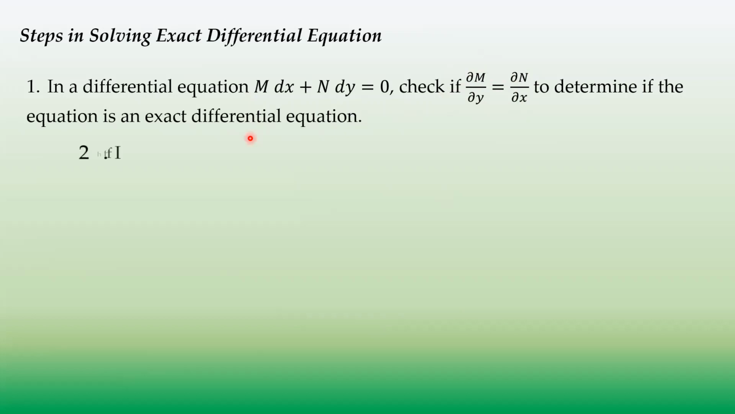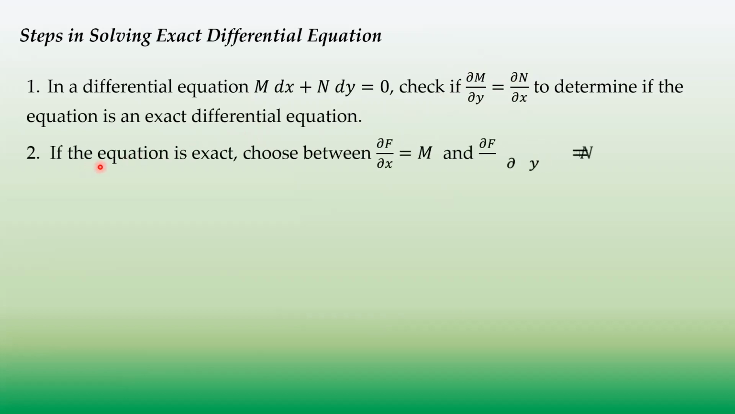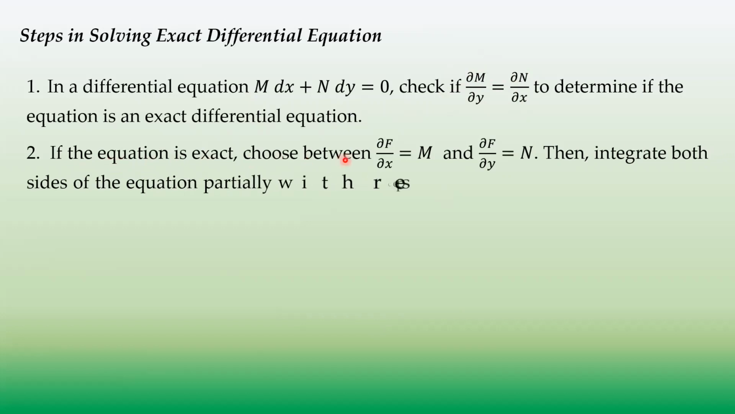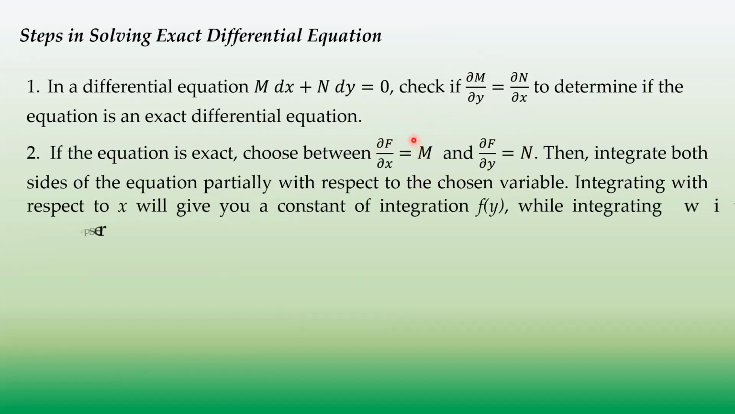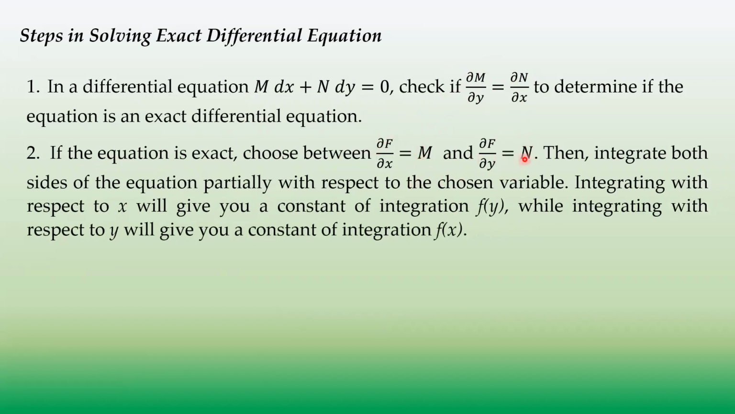And for our step number 2, if the equation is exact, we're going to choose between these two. Hindi ko yun, definition kanina, yan yun. Pipili ka kay M at N, where M is equal to the partial derivative of f with respect to x, and N is equal to the partial derivative of f with respect to y. So lalagay mo to, partial derivative of f with respect to x equals M, kung ano yung M dito. Or yung isa naman, partial derivative of f with respect to y equals kay N, copy mo yung N dito. So pipili ka sa dalawa, ito o kaya ito.